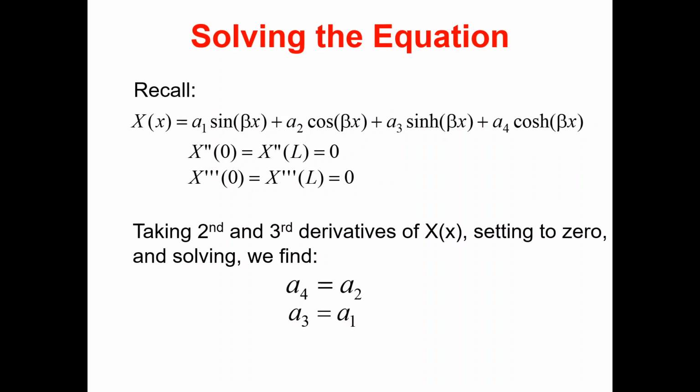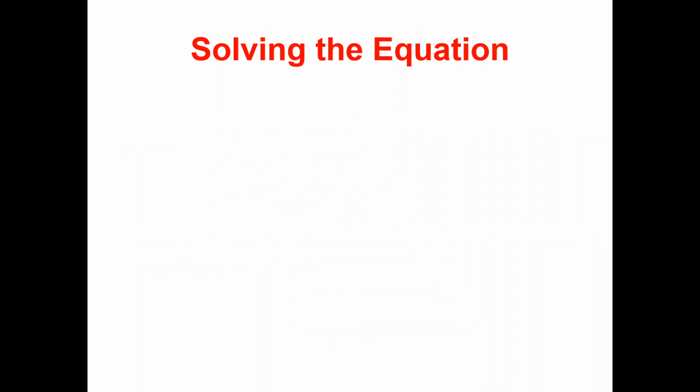To be able to plug these in, you have to take the first and second derivative of this main function, the second and third derivative of this main function, then plug the boundary conditions in. Pretty sure you are familiar with the procedure at this point. And this is going to be the final thing you're going to get. So your A4 is equal to A2 and A3 is equal to A1.